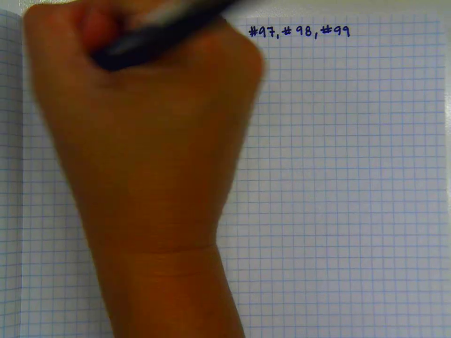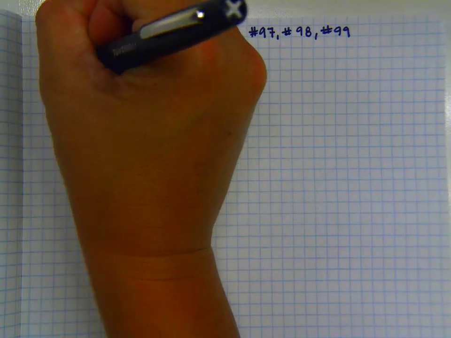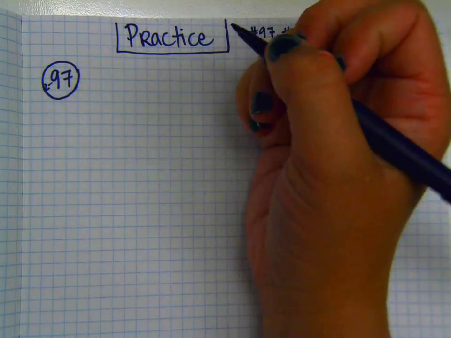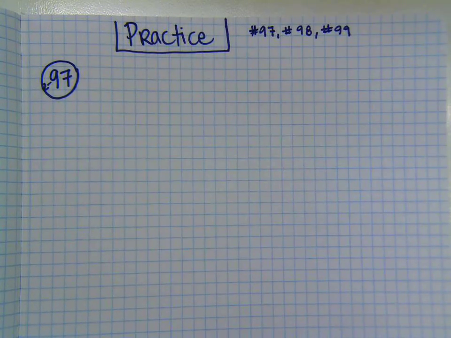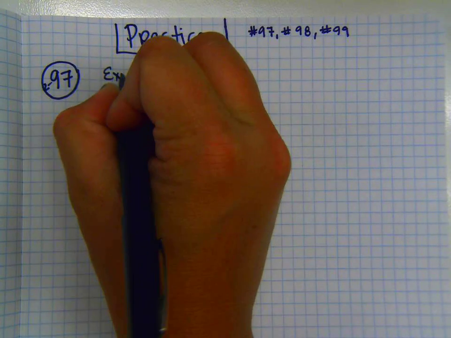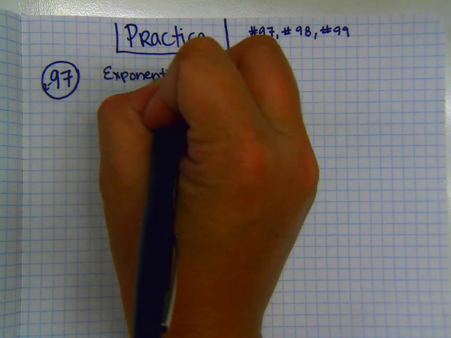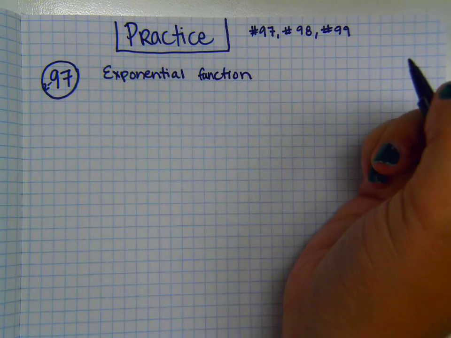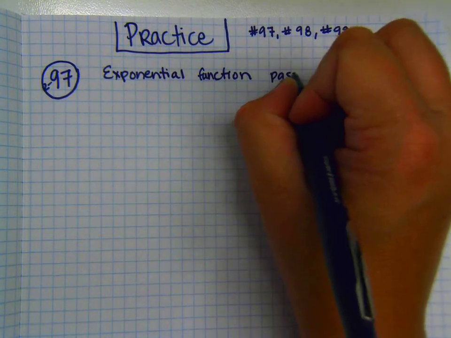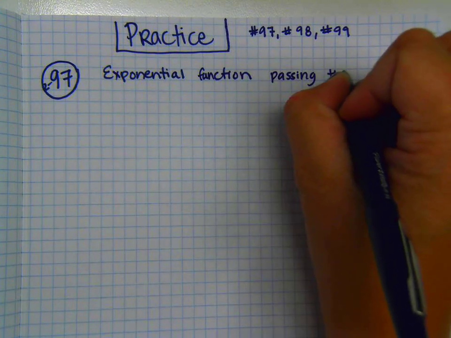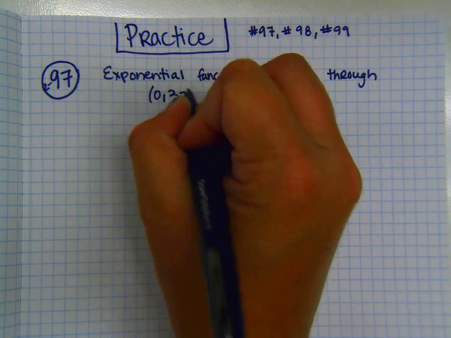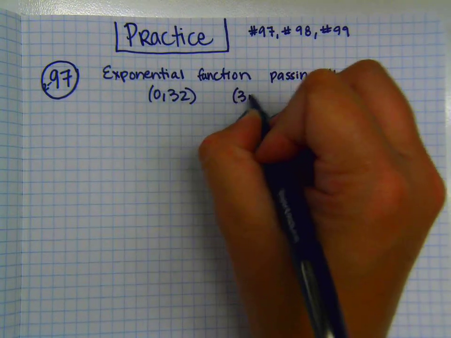So 97. Sorry, this is 2-97. There we go. It says, write the equation of an exponential function that passes through the points (0, 32) and (3, 4). So I know we're looking for an exponential function passing through (0, 32) and (3, 4).